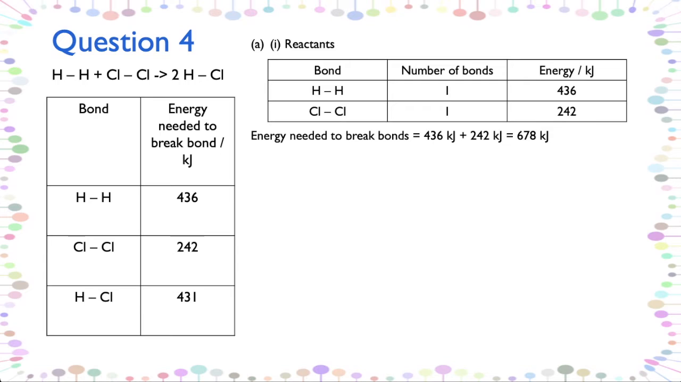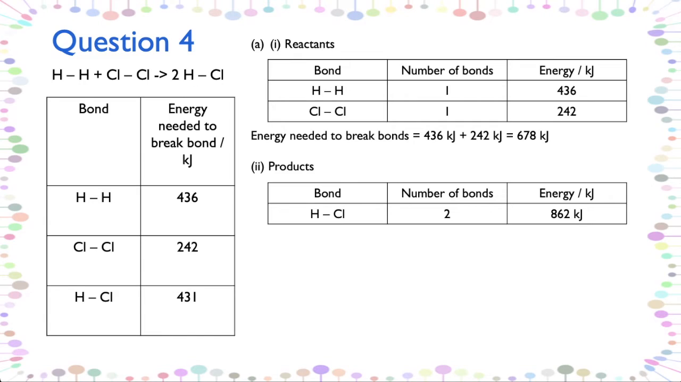For question II, we do the same, but I need to do the ones for the products. So as you can see from the products, we only have a hydrogen-chlorine bond, but we have 2 of them. Therefore, the energy from this is 862 kilojoules.